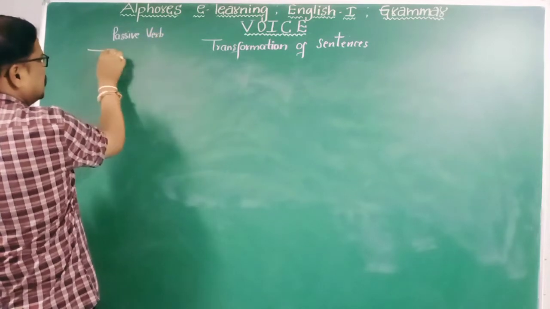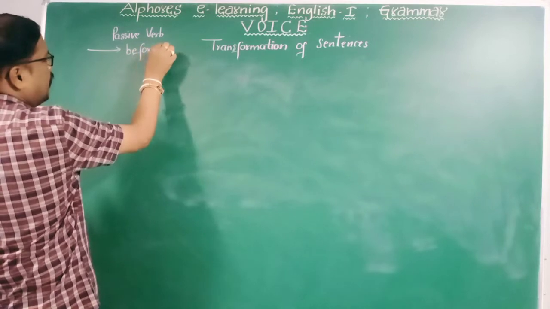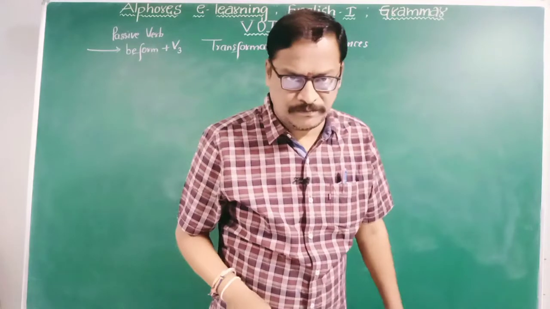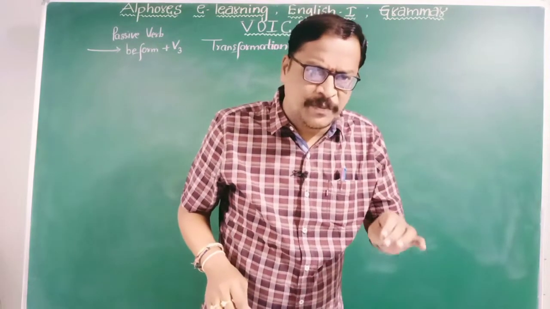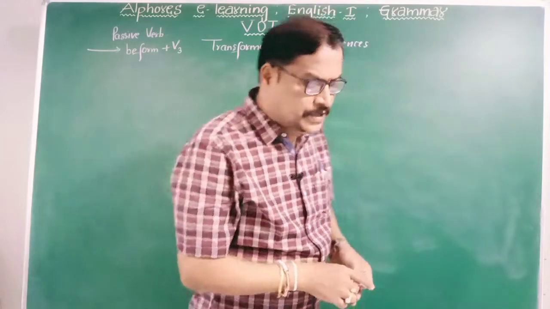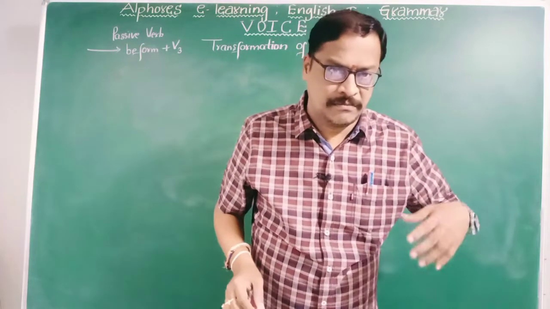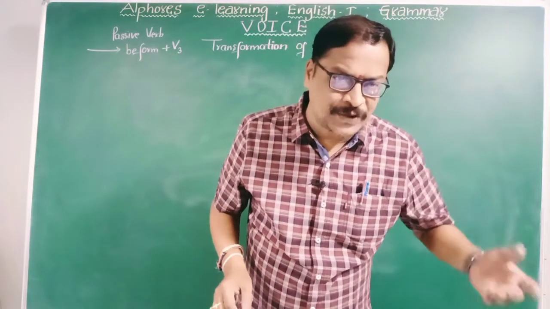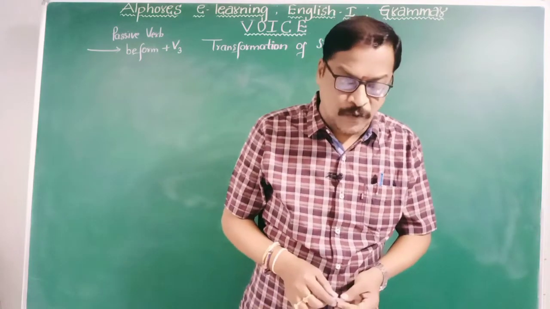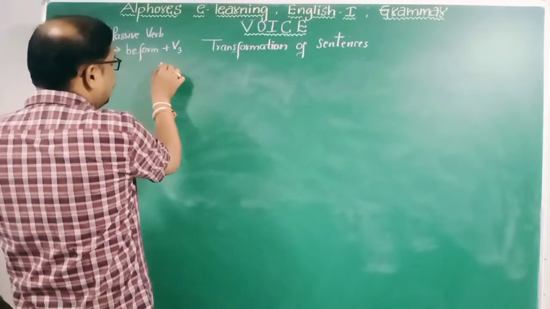So you will have to take the be form and the verb must be in its past participle form. Okay, dear students, and you know very well that there are 8 tenses which have passive voice. Out of 12 tenses, only 8 tenses have passive voice. Okay, just let me draw a table here.